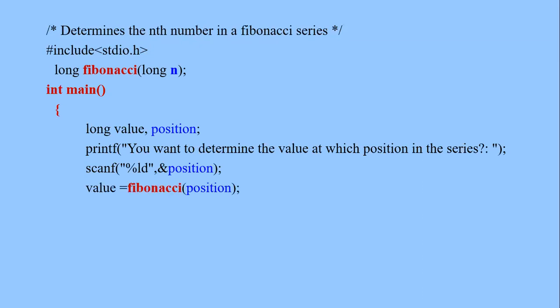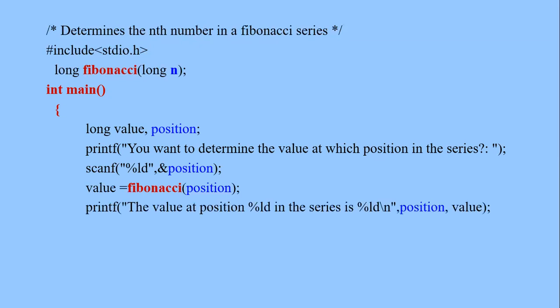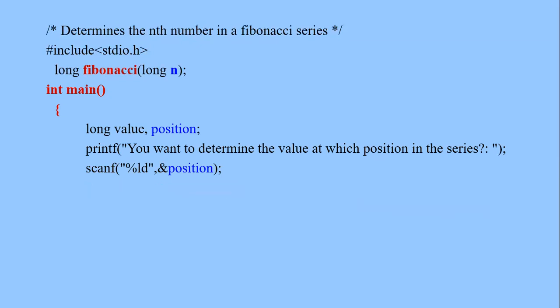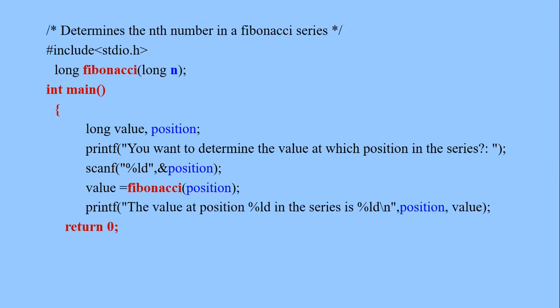Then that value for the position will be sent to the function called Fibonacci. The function called Fibonacci will compute that value for that position and return that value and assign it in the memory location called value. So where is that function? So once this call statement is invoked, the processor will go and find out where the function called Fibonacci is, carrying the value for the position.